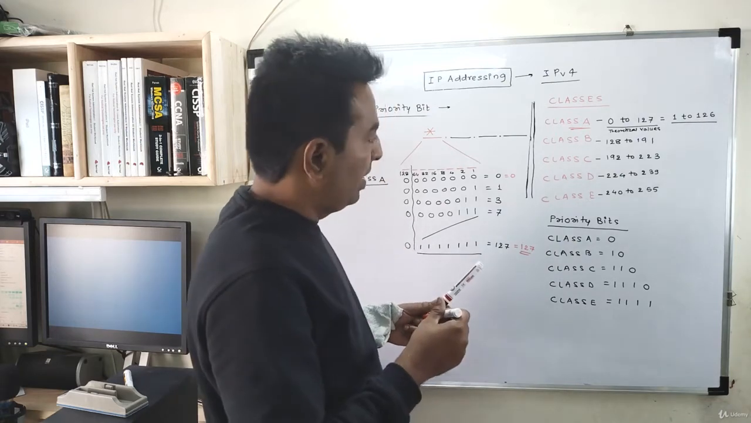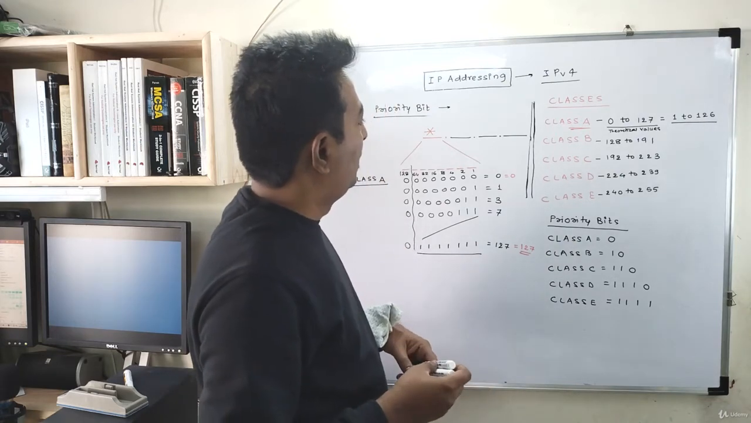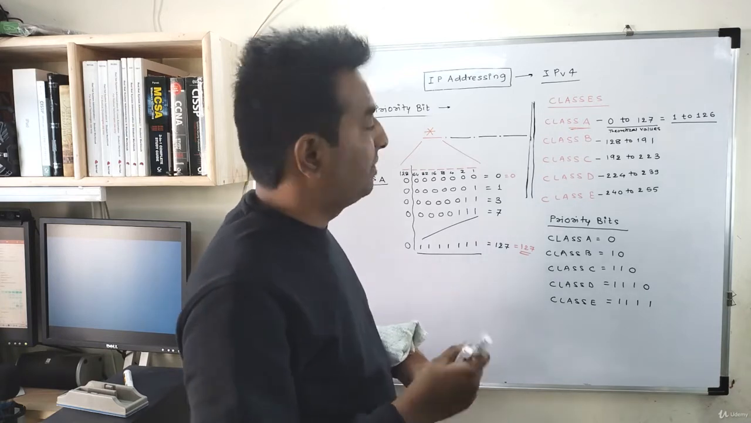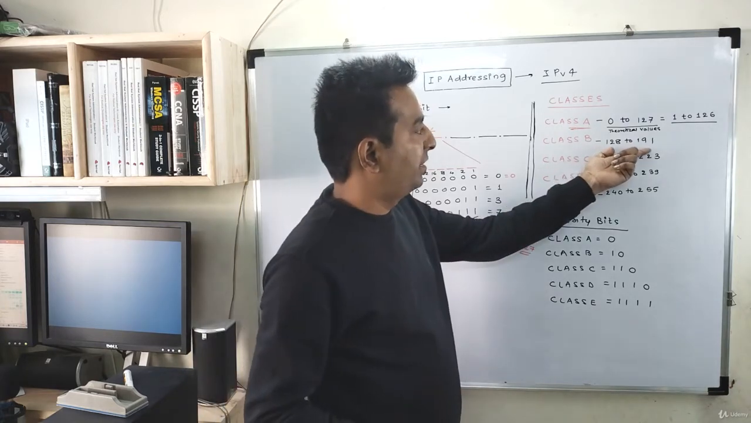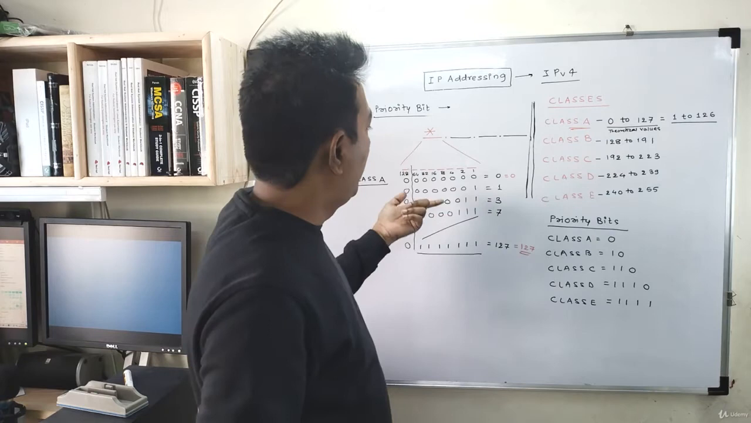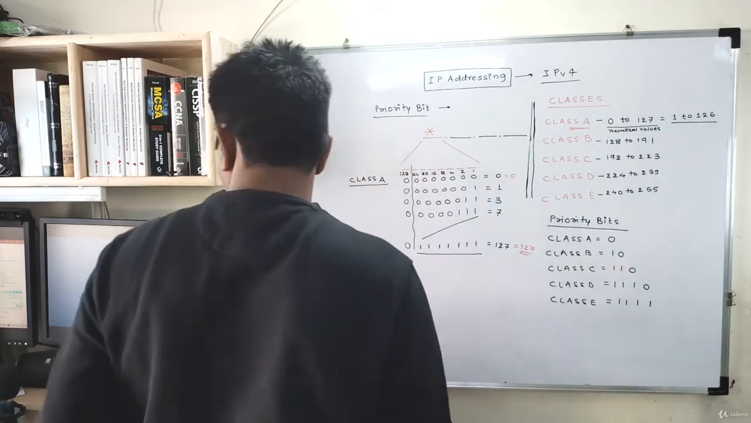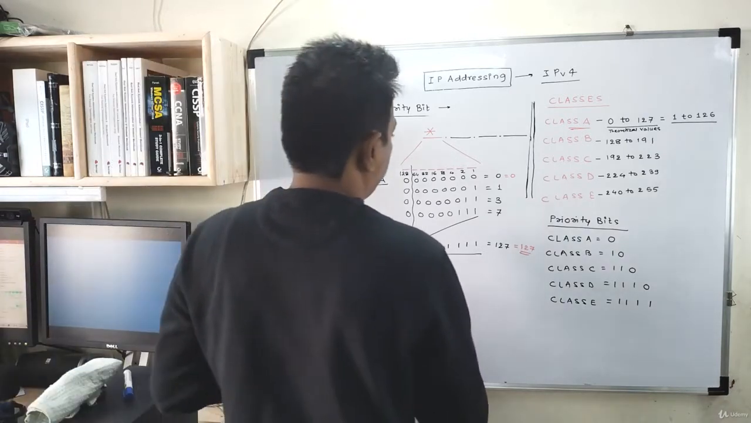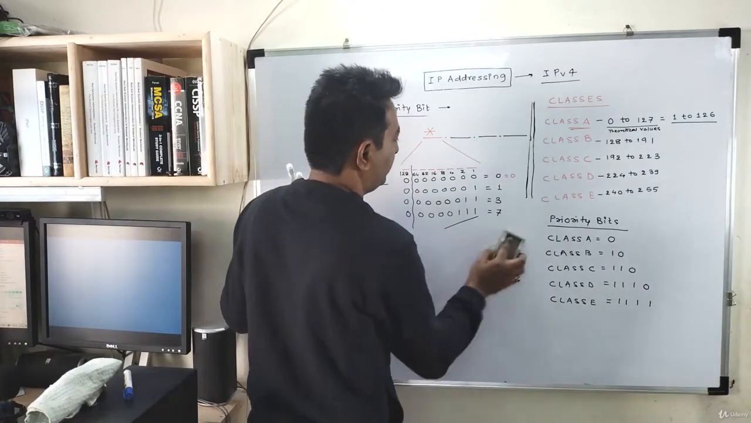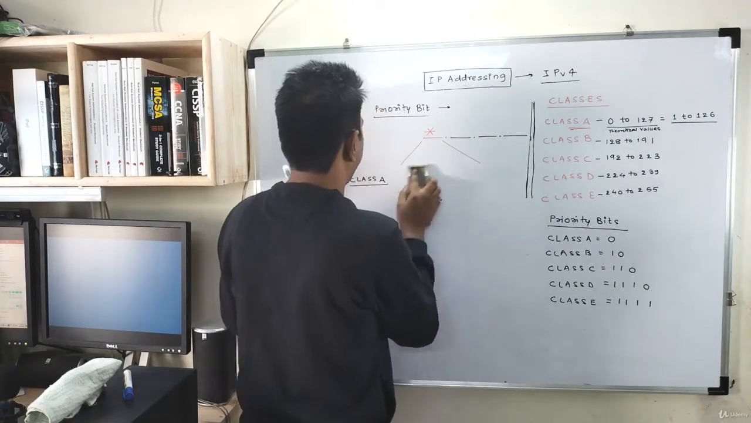Now let us try to check if we can arrive at this value by assigning the priority bit as 10 to a class B IP address. So let me just wipe it off.